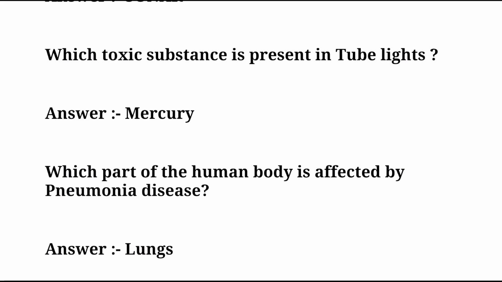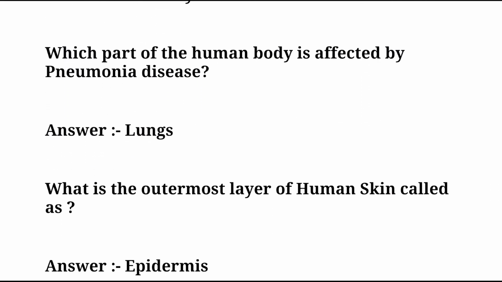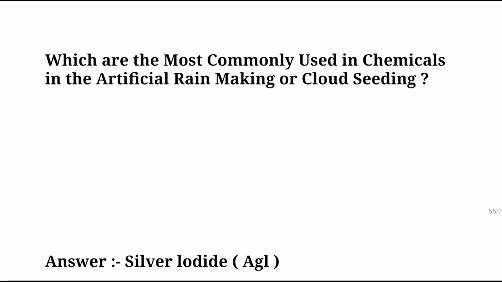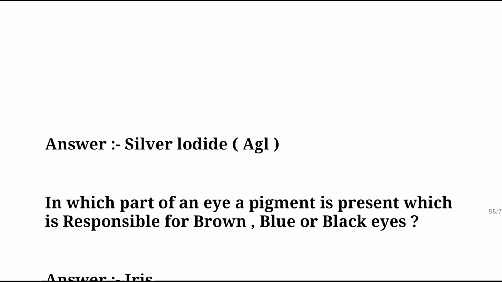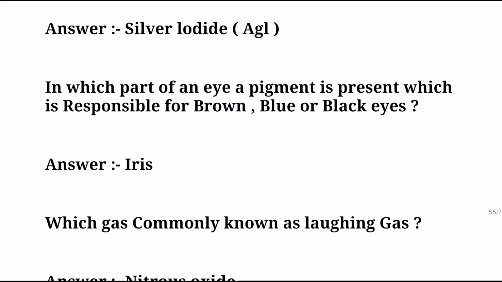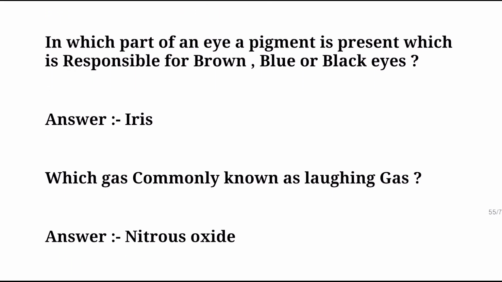Answer: mercury. Which part of the human body is affected by pneumonia disease? Answer: lungs. What is the outermost layer of human skin called as? Answer: epidermis. Which are the most commonly used chemicals in artificial rain-making or cloud seeding? Answer: silver iodide, AgI. In which part of an eye a pigment is present which is responsible for brown, blue or black eyes? Answer: iris.